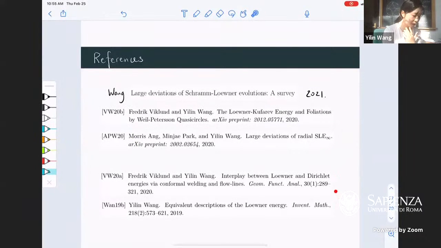From Frederick's talk, if you're interested, these are the first GAFA paper about the welding flow line interplay. And this paper is the one describing the relation between Löwner energy and the Weil-Petersson quasi-circle, the first time where it is proved. And yeah, that's it. Thank you for your attention.